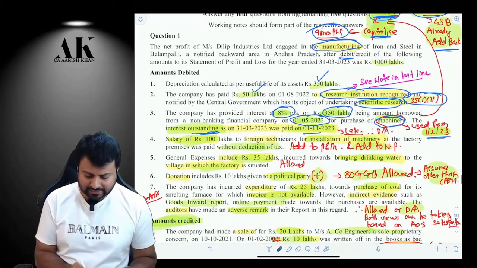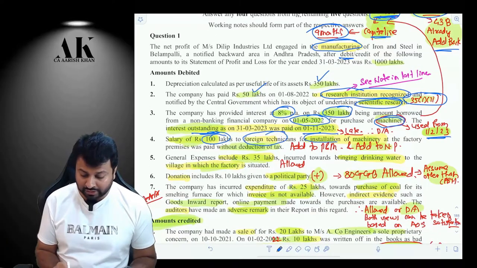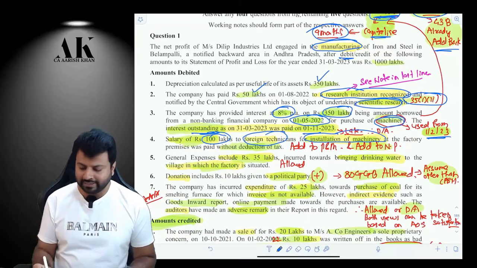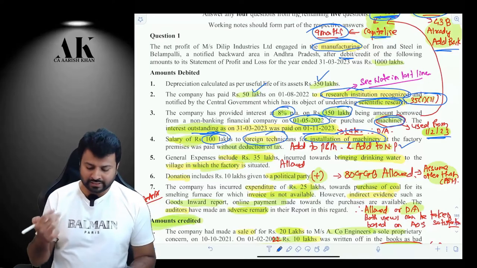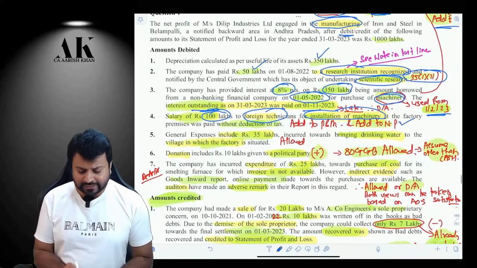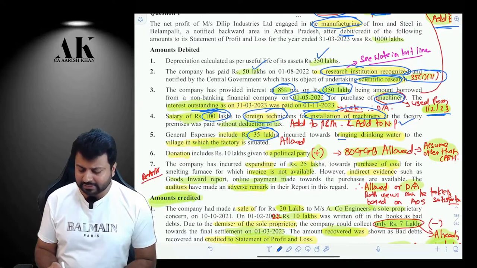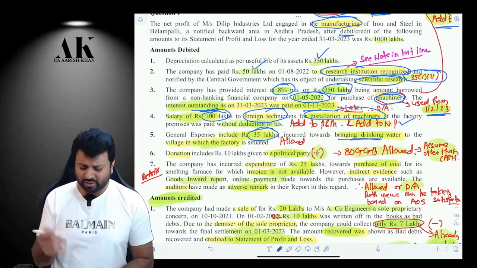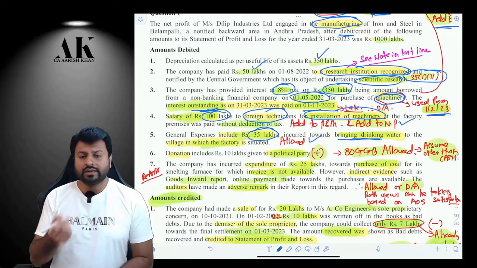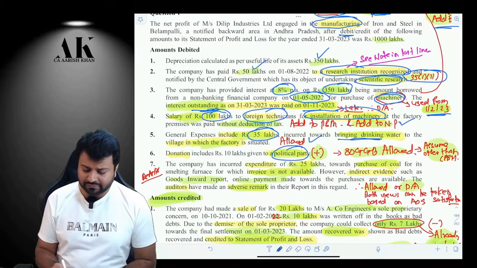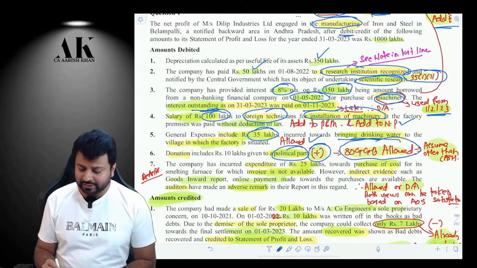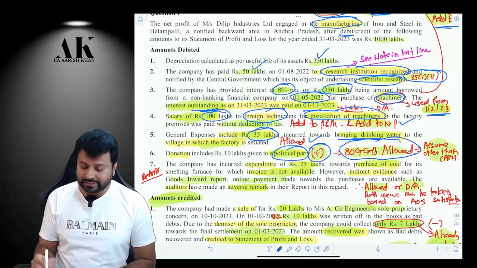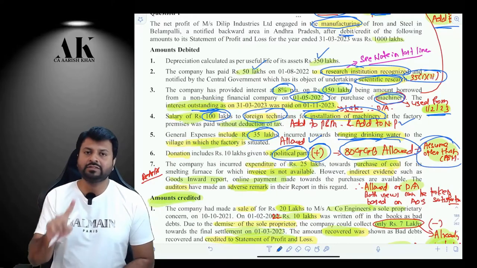Next, you have paid some salary of 100 lakhs to foreign technicians for installation of machinery. Now, this also should be added to the actual cost of the asset. So, add this 100 crore to the cost of asset. Next, you are incurring some 35 lakhs rupees on general expenses to bring water in your factory. That is allowed. That is a normal revenue expenditure. There is nothing wrong in that. Next, you are giving donation of 10 lakhs to a political party. So, first add back in PGBP and then you can take the deduction in 80GGC subject to a condition that the payment was not made in cash. If the payment is made in cash, then it is not allowed.